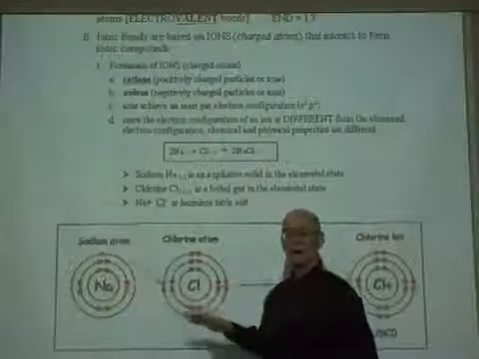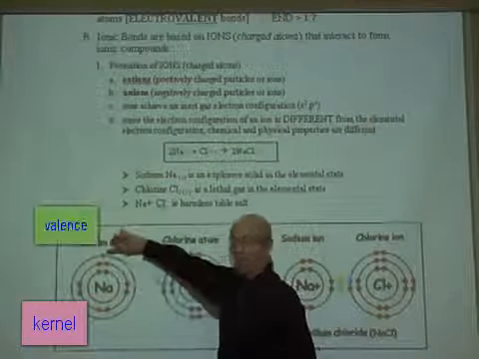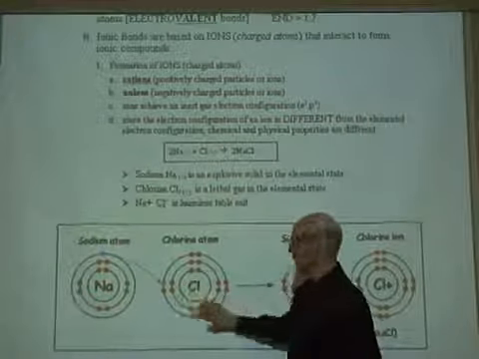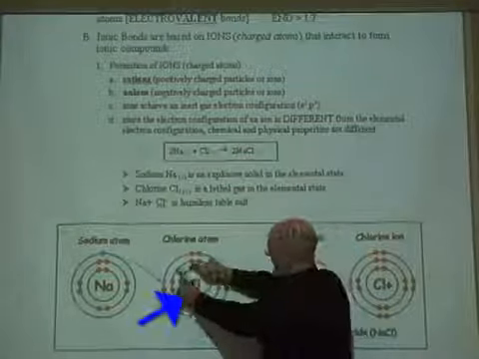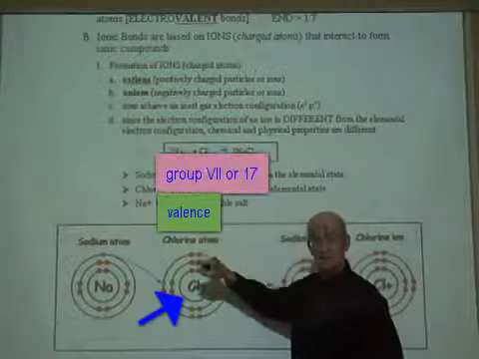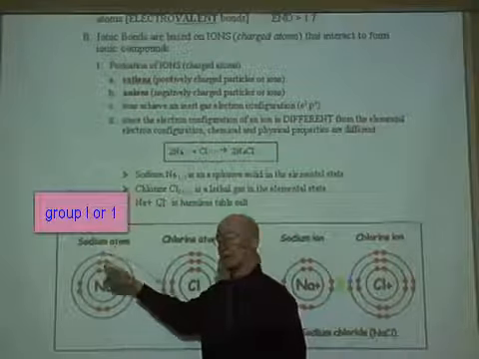This is the Bohr model. You can see that the kernel of the atom is everything but that blue electron. This is your valence electron. That's really all we're interested in when we're talking bonding. For chlorine, the kernel would include everything inside here and the nucleus. This is group 7, so it has 7 valence electrons. This is group 1, an alkali metal. It has 1 valence electron.